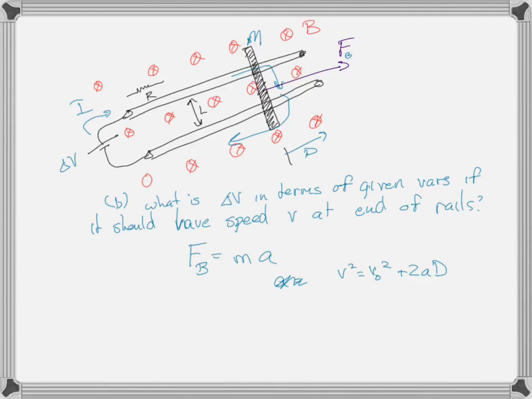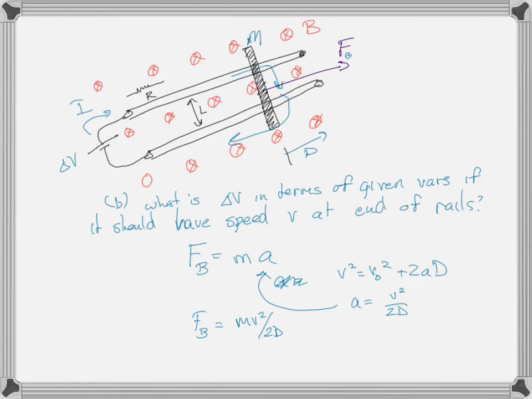I can say a equals v squared, v initial is 0, starts from rest, so v squared over 2d. I can plug that back in and say that the magnetic force must be mv squared over 2d. I guess this was easy enough to do. So in order to get a certain velocity, that's the force needed. That's how we figured out what the force was needed. F equals ma. So in order to get a certain velocity, we related velocity to the acceleration to the force.